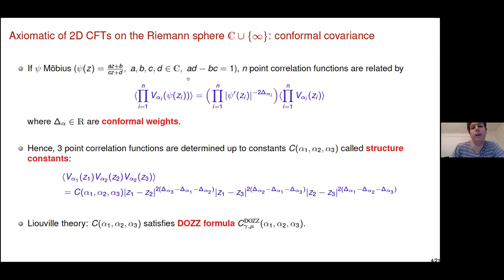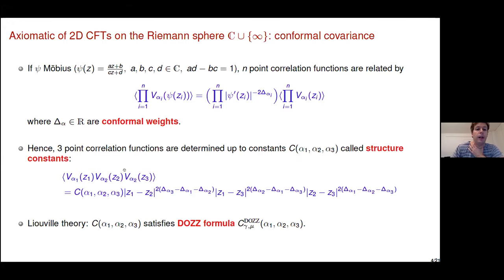Now, if you have this conformal invariance, since if you take 3 points on the Riemann sphere you can always send them to 0, 1, and infinity by a conformal map, there are 3 degrees of freedom on the sphere. Using this conformal covariance statement, you can show that the 3-point correlation function on the Riemann sphere is equal to some constant that I'm going to denote C(alpha_1, alpha_2, alpha_3), times these products: z_1 minus z_2 to some power, z_1 minus z_3 to some power, z_2 minus z_3 to some power. This is easy to show.